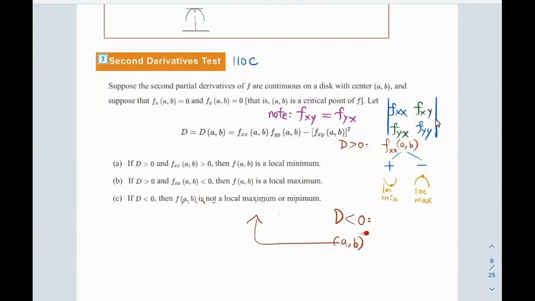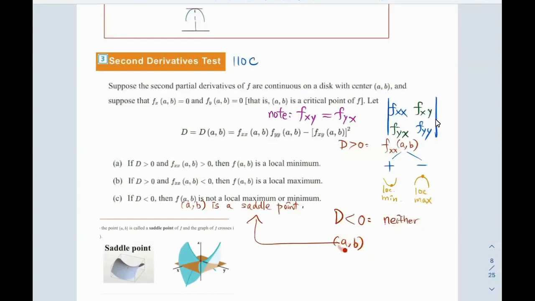If D is less than 0, then the function value is neither a local maximum nor a minimum. The situation here is that (a, b) is going to be a saddle point. So it is neither, and that is a saddle point, just like what you see in the picture.